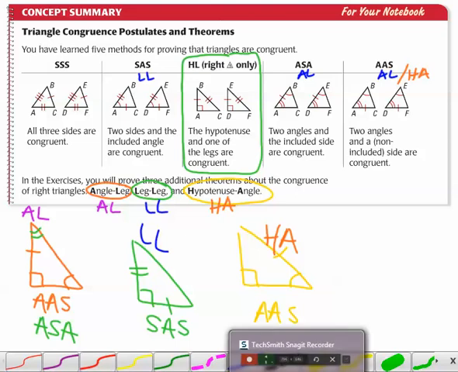Good morning, mathematicians. In today's work, we are going to revisit the triangle congruency postulates and theorems and expand our understanding of those just a little bit more. And then we're going to walk through several proofs involving the use of triangle congruency statements. In yesterday's discussion, I talked about the four primary triangle congruency statements: side-side-side, side-angle-side, angle-side-angle, and angle-angle-side. And I touched on the hypotenuse leg theorem regarding right triangles.